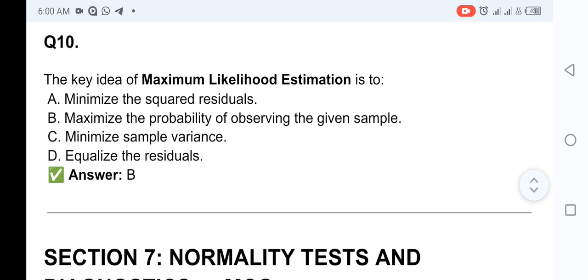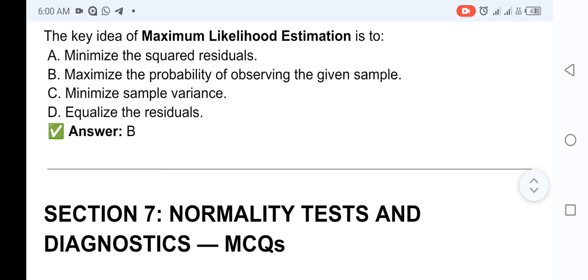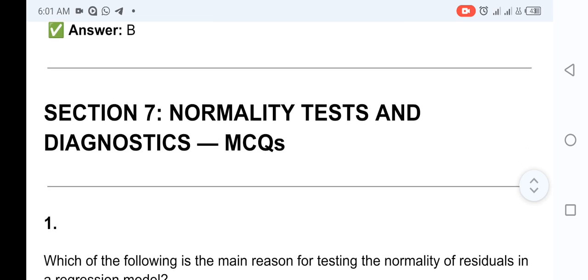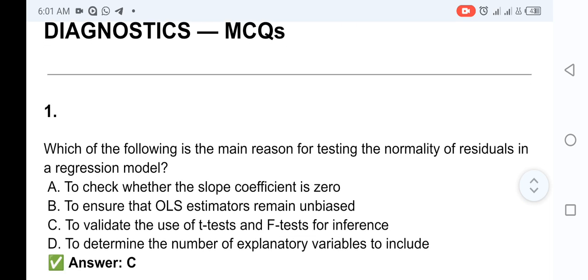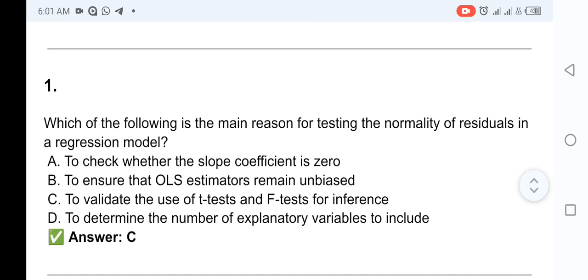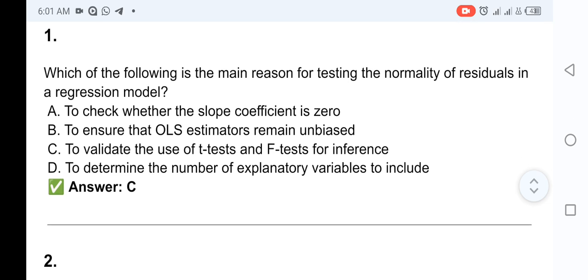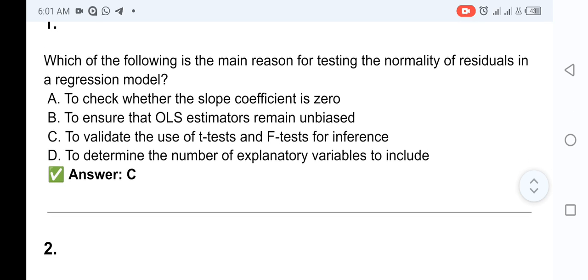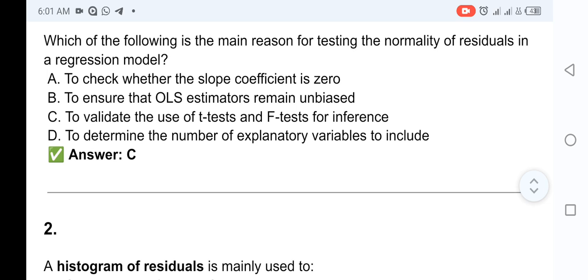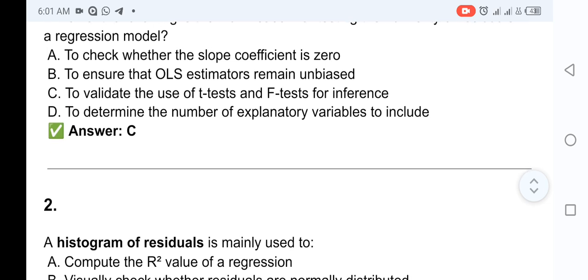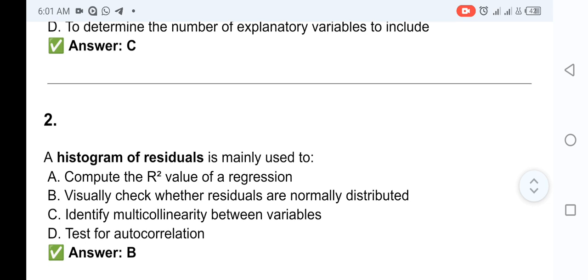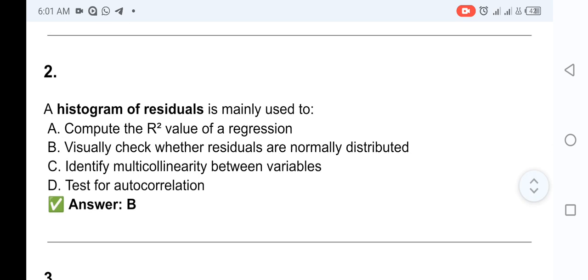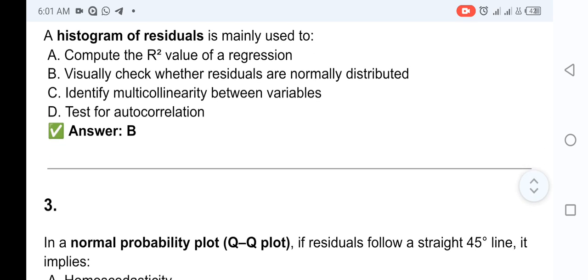1. Which of the following is the main reason for testing the normality of residuals in a regression model? A. To check whether the slope coefficient is 0. B. To ensure that OLS estimators remain unbiased. C. To validate the use of t-tests and F-tests for inference. D. To determine the number of explanatory variables to include. Answer C. 2. A histogram of residuals is mainly used to: a. compute the R squared value of a regression, b. visually check whether residuals are normally distributed, c. identify multicollinearity between variables, d. test for autocorrelation. Answer B.